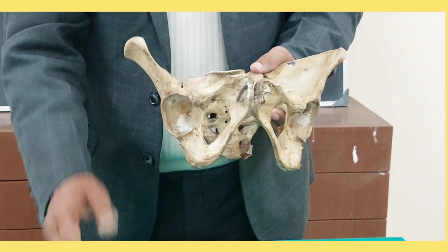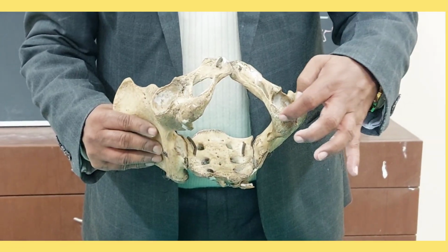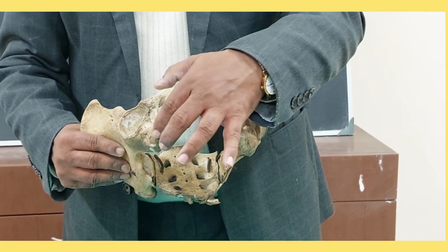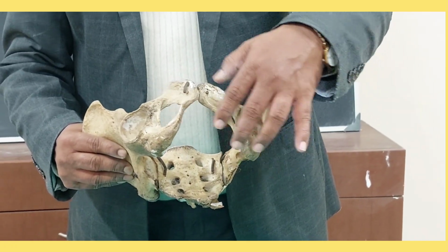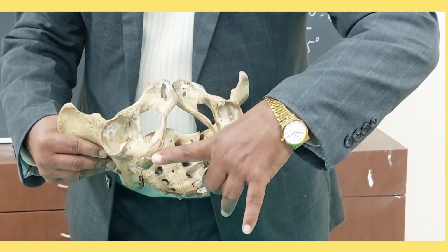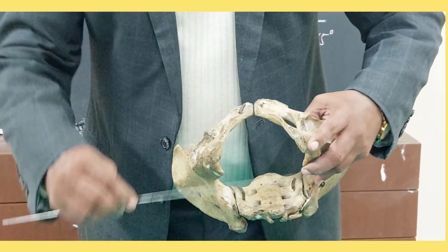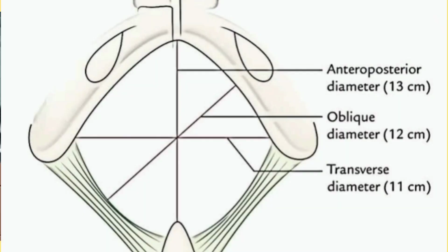And the transverse diameter is measured between two points on the ischial tuberosities, called the bituberous diameter. This is the transverse diameter. So these are the three important diameters of the pelvic outlet, and their measurements are also different. Particularly these diameters are important in the case of females, because the female is going to deliver the baby through the outlet. So to know the dimensions is very important.